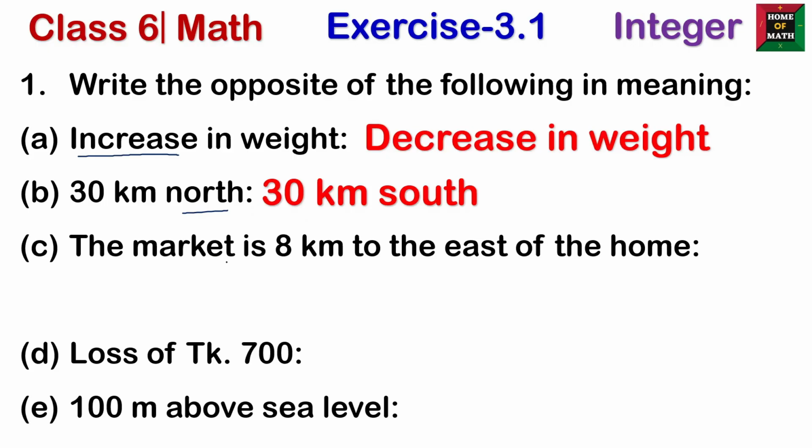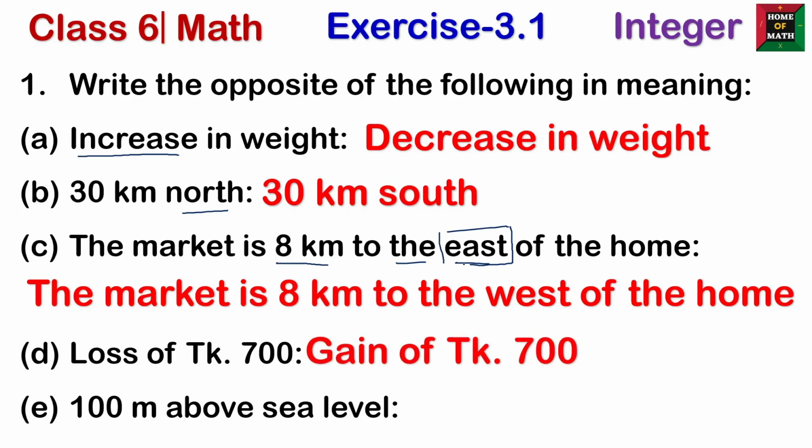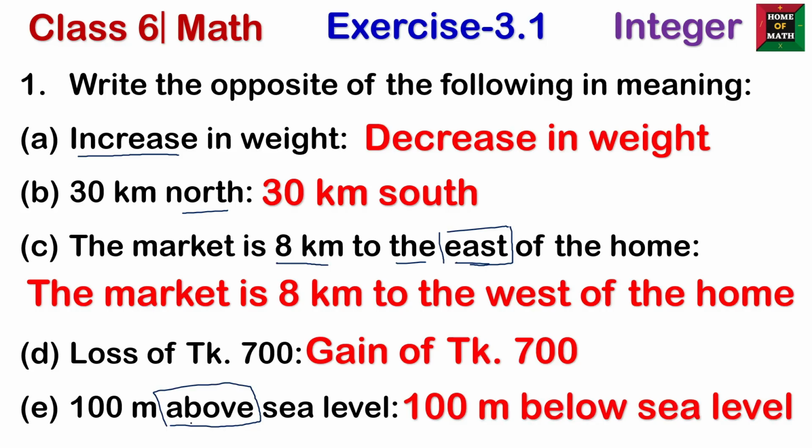Here is mentioned the market is 8 kilometer to the east of the home. So east is our basic theme. Therefore, the answer is the market is 8 kilometer to the west of the home. Loss of 700 taka. So gain of 700 taka. 100 meter above sea level. So above, it should be below, right? So 100 meter below sea level. So number 1 done.